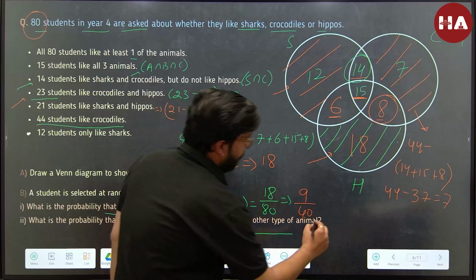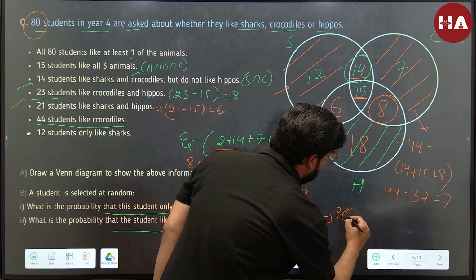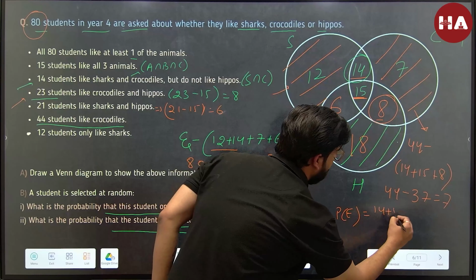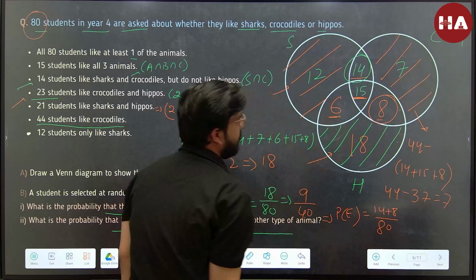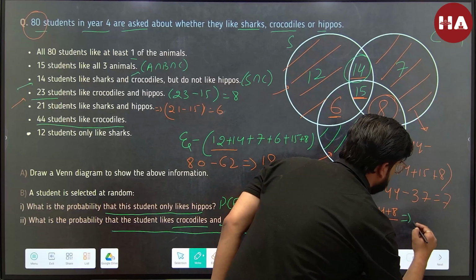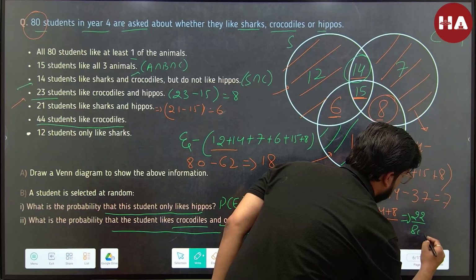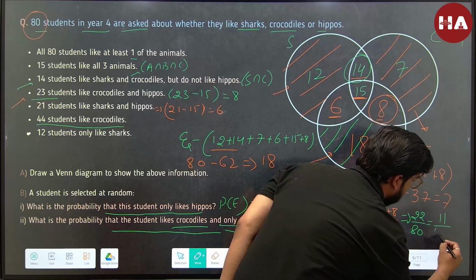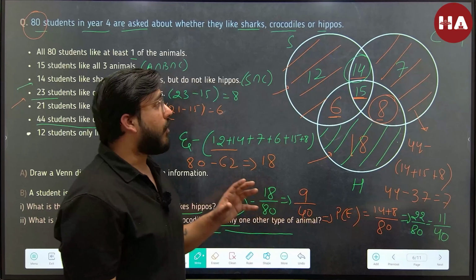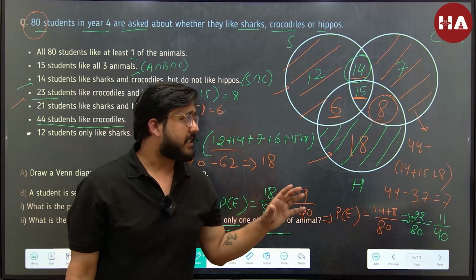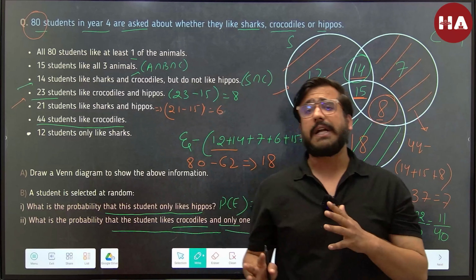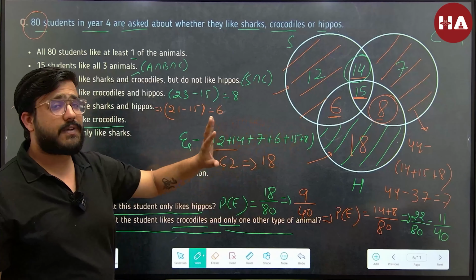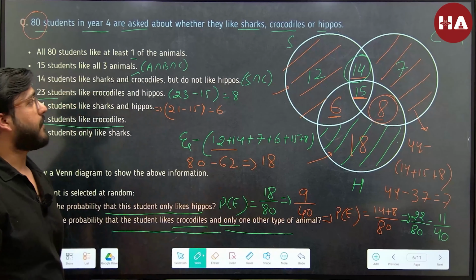Now this will be evaluated as P of E equals 14 plus 8, that is the favorable outcome, over 80, that is the total number of outcomes. The answer comes to 22 over 80. The final answer, after taking the HCF into consideration, is 11 over 40. So that was very simple, and once you make the Venn diagrams, your answer pops up like that. You can note this. This is a very essential concept, and then we'll proceed.